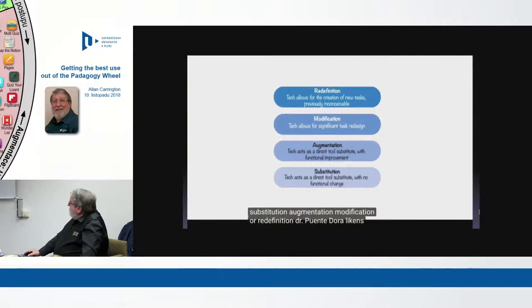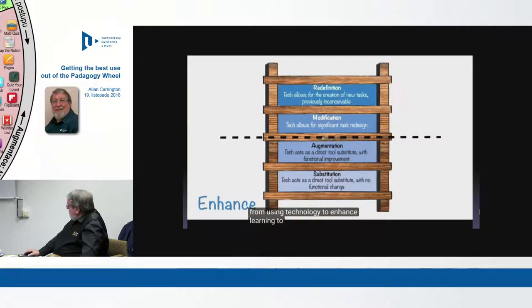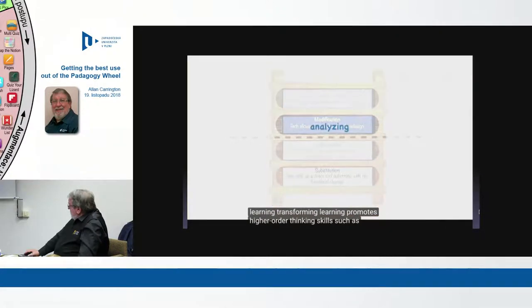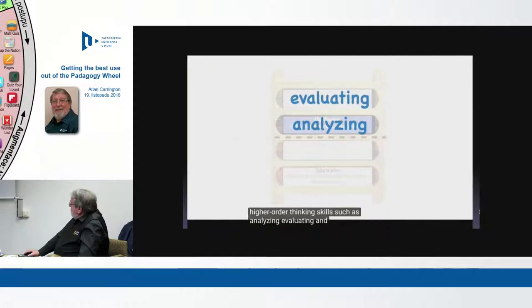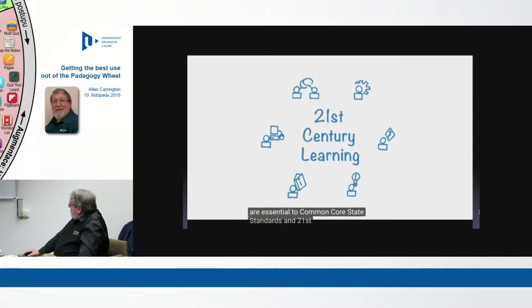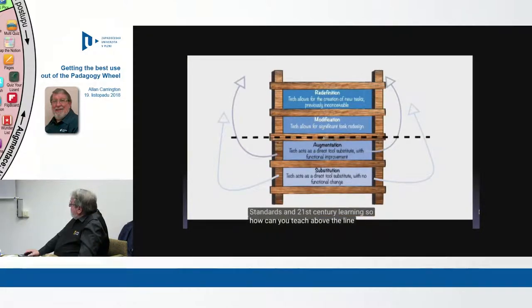Dr. Puentedura likens his model to moving up a ladder. The model includes a dotted line that represents the threshold where you shift from using technology to enhance learning to using it to transform learning. Transforming learning promotes higher order thinking skills, such as analyzing, evaluating, and creating, which are essential to Common Core State Standards and 21st century learning. So, how can you teach above the line?